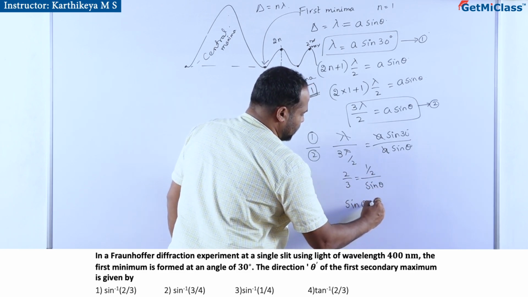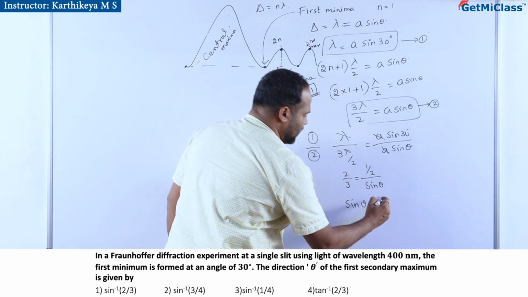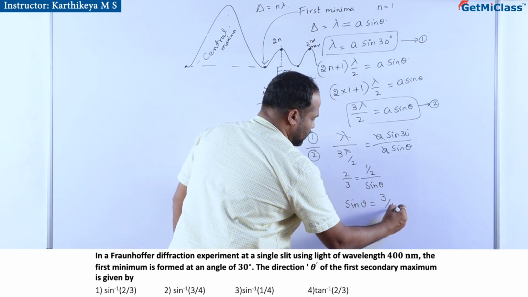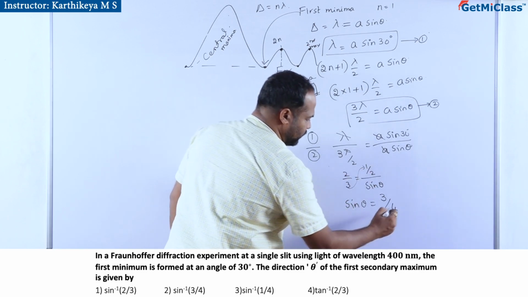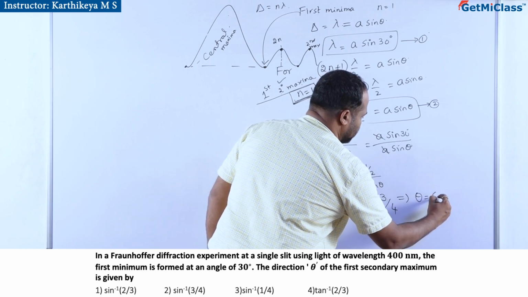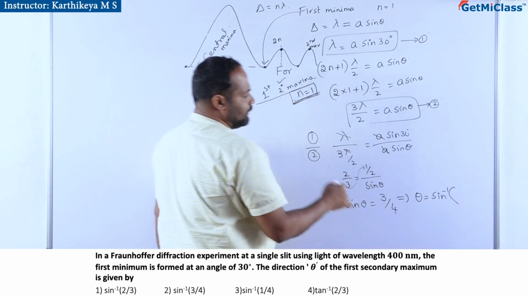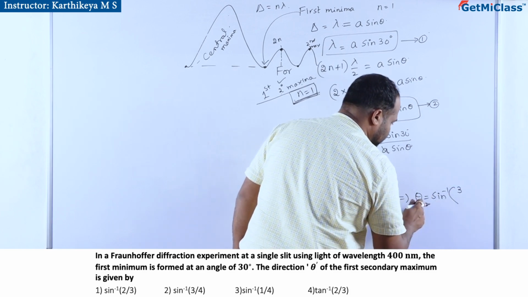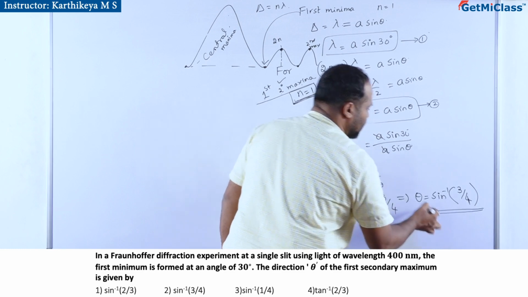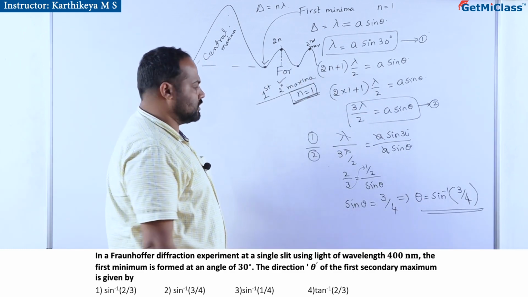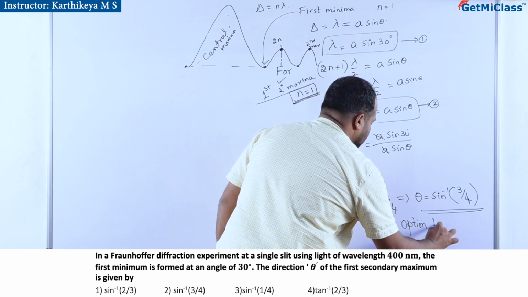Now sin theta comes to this side, and this will become 3 by 4, correct? 3 goes to the numerator, 2 goes to the denominator, 3 by 4. This implies the angular position of the first secondary maxima is theta, which is sin inverse of 3 by 4. Sin inverse of 3 by 4 happens to be option B.